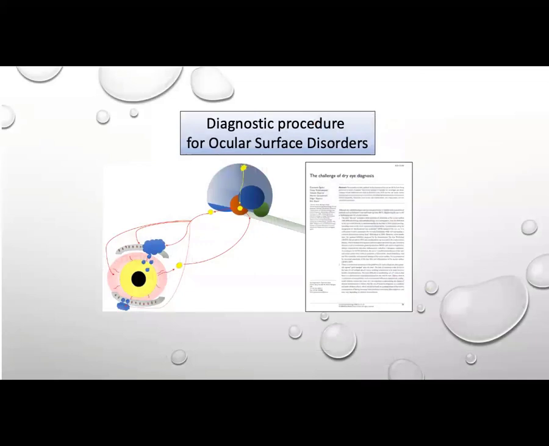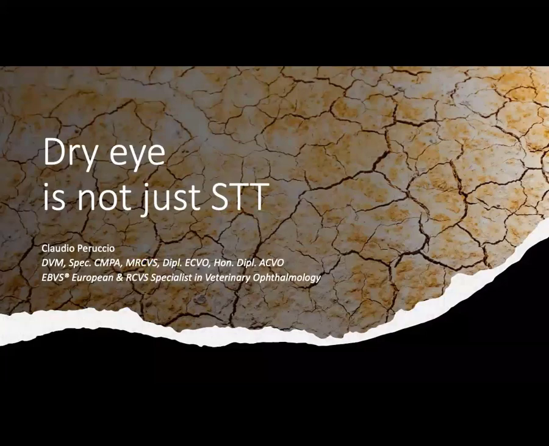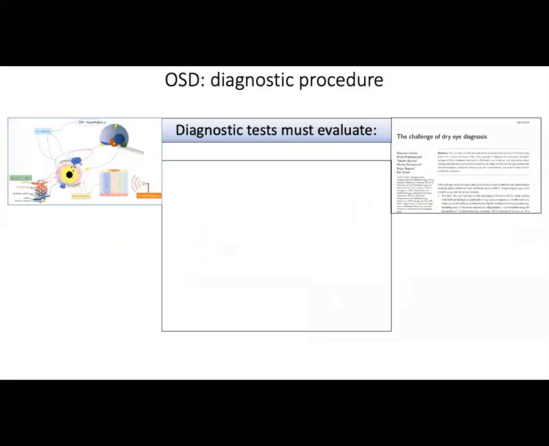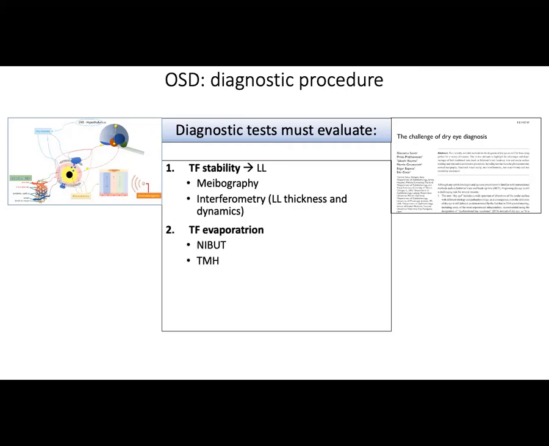Well, we have considered the main function and effects of all components of the lacrimal functional unit. Let's now consider how to perform an advanced diagnostic approach because dry eye is not just Schirmer tear test. Diagnostic tests must evaluate tear film stability, so the lipid layer, and we may perform meibography and interferometry to see the thickness and dynamics of the lipid layer. Must evaluate tear film evaporation, so the non-invasive breakup time and tear meniscus height. Must evaluate ocular surface wettability, so we can use interferometry or Placido disc topography.